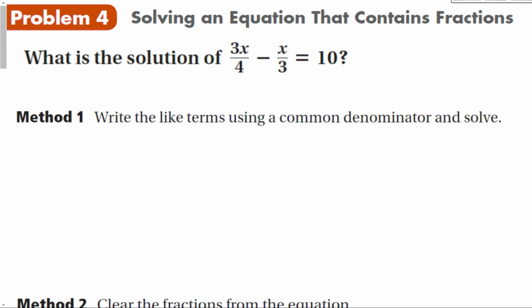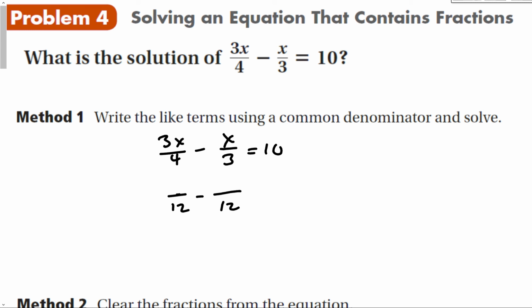Okay? We can use different methods to solve equations that contain fractions. So we're going to look at two different methods to solve this fraction problem. The first way we can do it is to change the equation on the left side to something with a common denominator. So let's do that. So let's start with 3x over 4 minus x over 3 is equal to 10. I have to ask myself, what is the common denominator between 3 and 4? Well, it's 12.